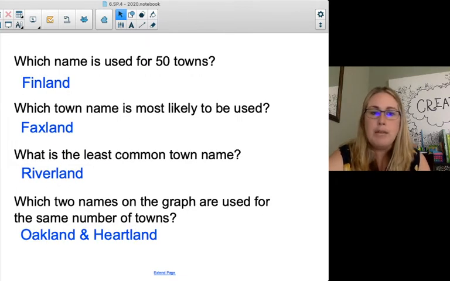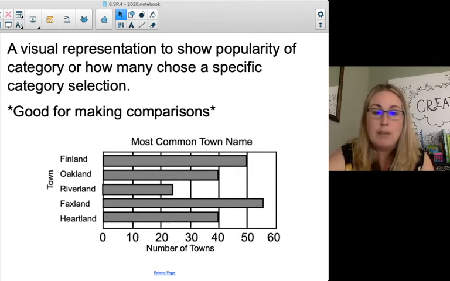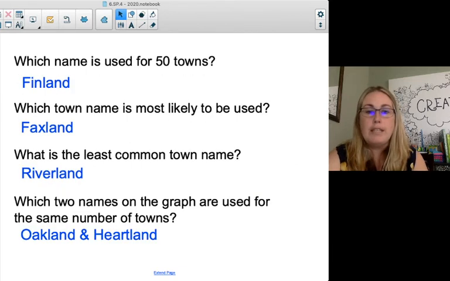Next, which town name is most likely to be used? If it's most likely, it's going to have the most data points. So for this one, the town name that has the most is Faxland. Weird. I would think that would be the least out of these, but I don't know anything about naming towns. Faxland definitely has the bar that goes the farthest, so we would assume that it is the most likely to be used.